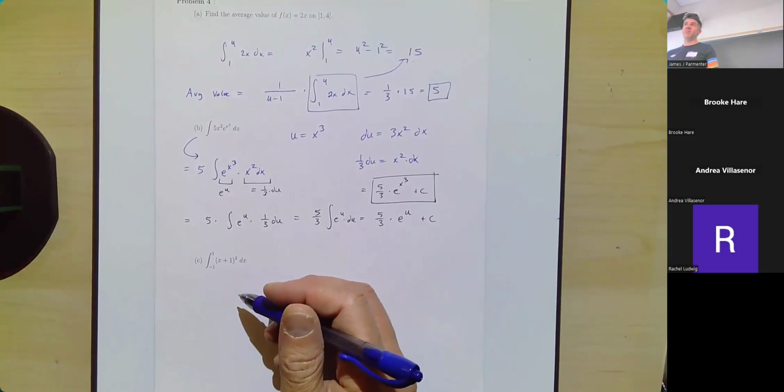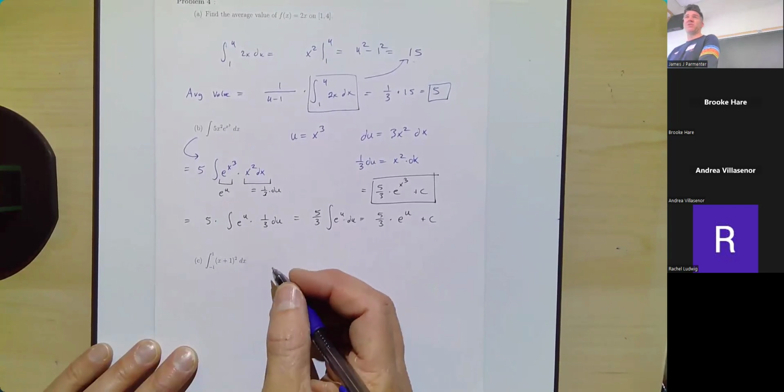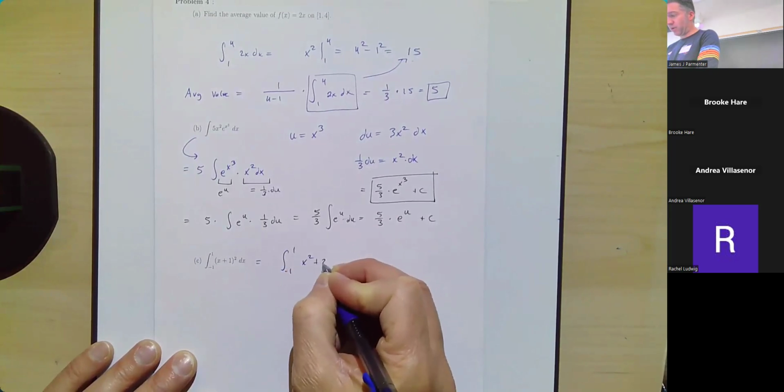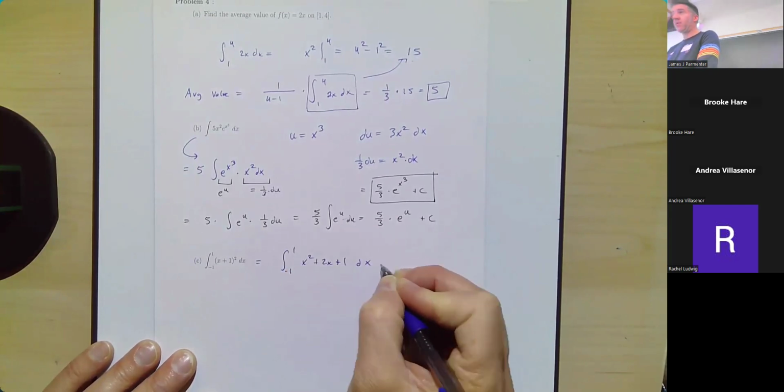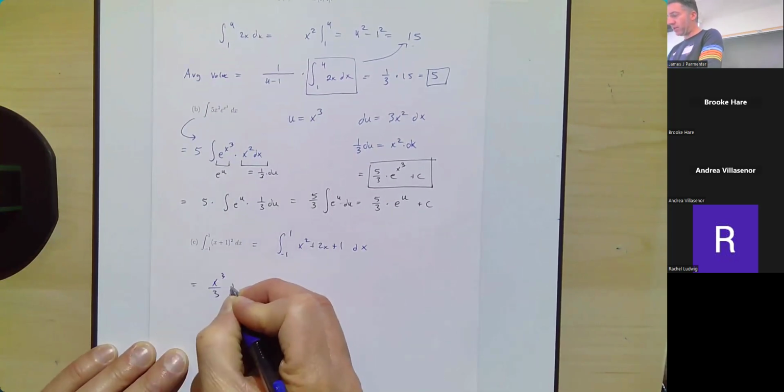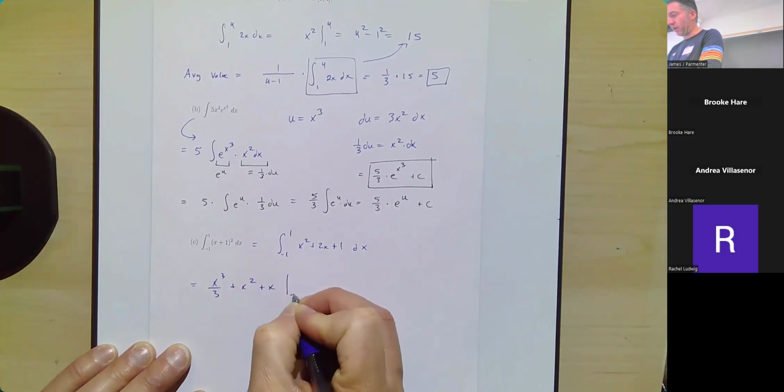I would just multiply it out. Right? If it's x plus 1 squared, that's x squared plus 2x plus 1, we can anti-differentiate that. We're going to get x cubed over 3 plus x squared plus x from -1 to 1.